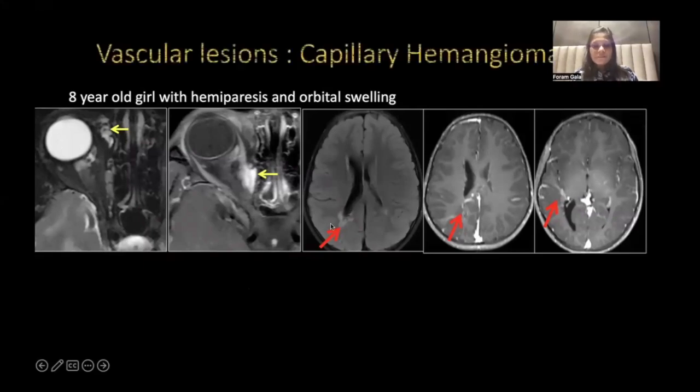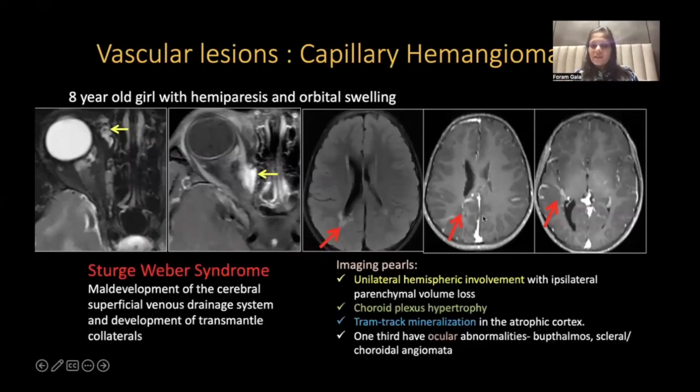Also, there is gliosis with hemiatrophy of the right cerebral hemisphere, and multiple prominent venous channels are present. So this is a case of Sturge-Weber syndrome, which is characterized by maldevelopment of the cerebral superficial venous drainage system, and because of that, there are multiple transmedullary collaterals. In later stages, we'll also see tram-track calcification in the atrophic cortex.